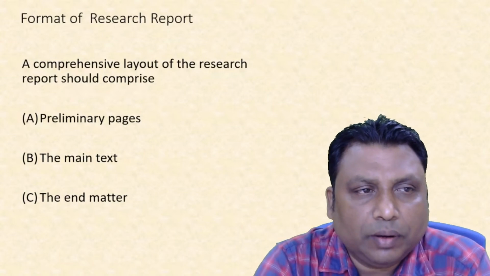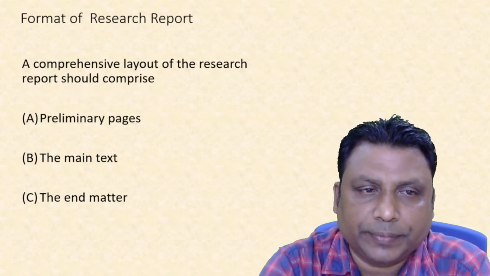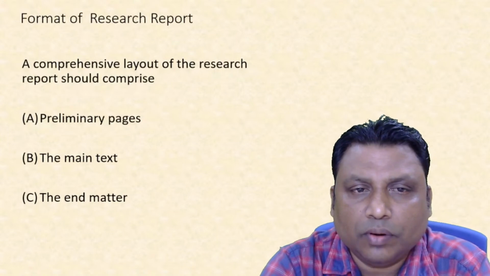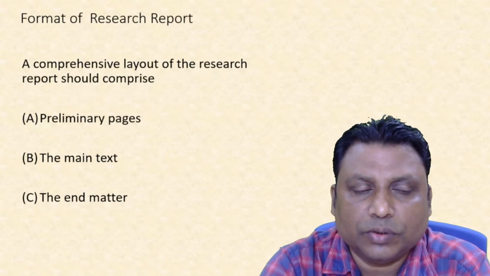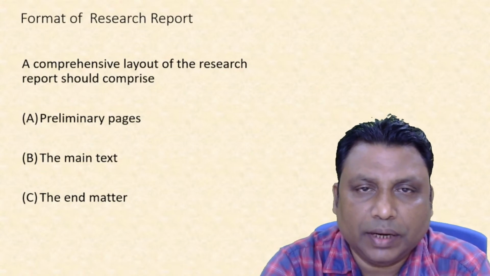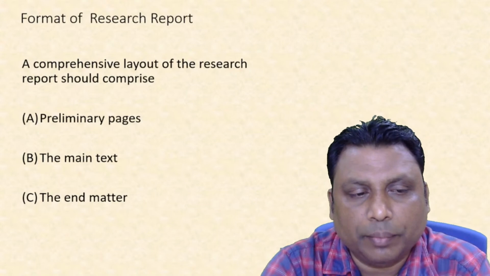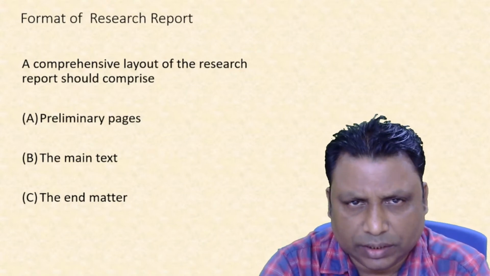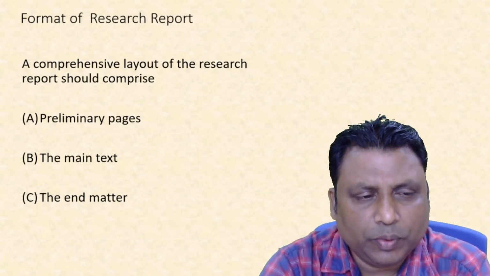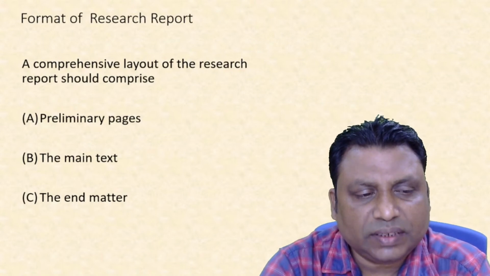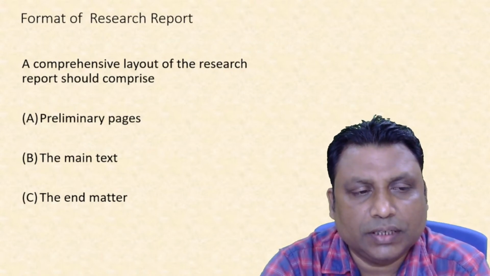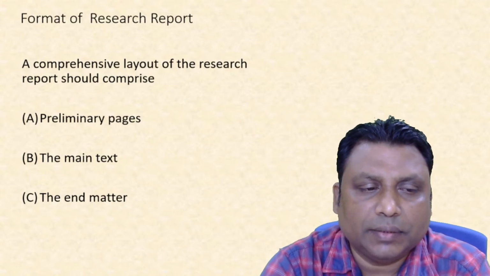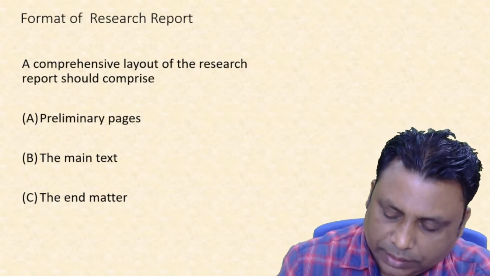So first we have to discuss what the format of a research report is. A comprehensive layout of the research report should comprise 3 points. One is preliminary pages, second one is the main text, and third one is the end matter. So whenever you are preparing any type of research report, we have to follow these 3 points: first preliminary pages, second main text, and third end matter.